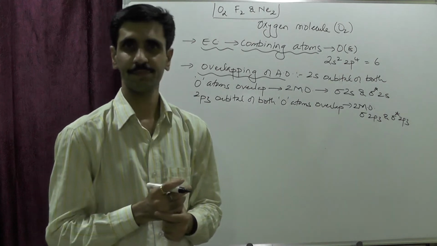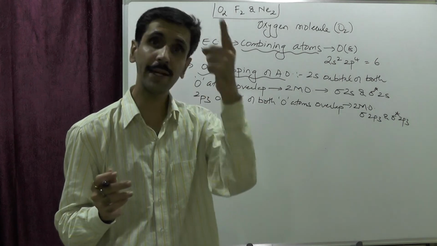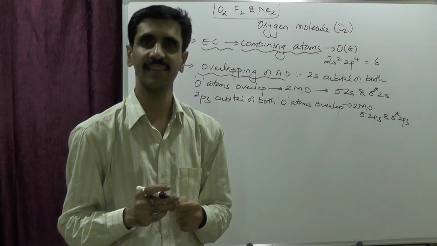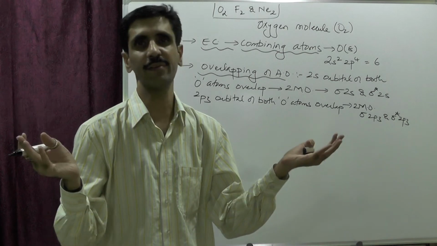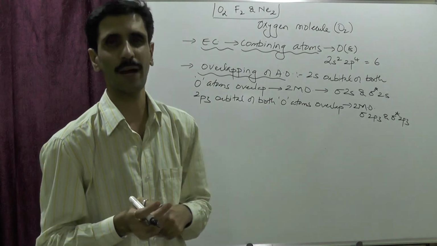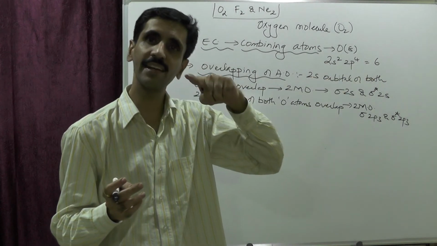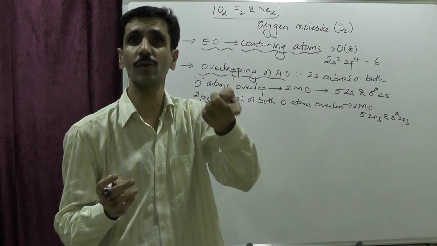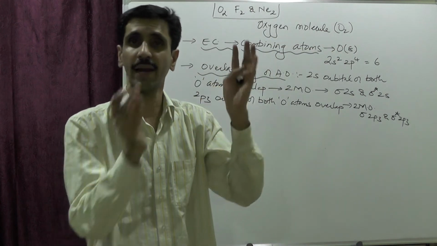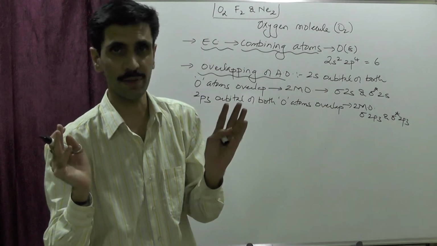Apart from 2pz, there will be 2px and 2py. They are perpendicular to the bonding axis, and you know very well, if it is perpendicular to the bonding axis, then it will result in what? Yes, pi bonding. So 2px and 2py, both of them are going to result in pi bonding. This I have already explained in my previous video of molecular orbital theory, when I was discussing the differences between the sigma and the pi molecular orbitals.